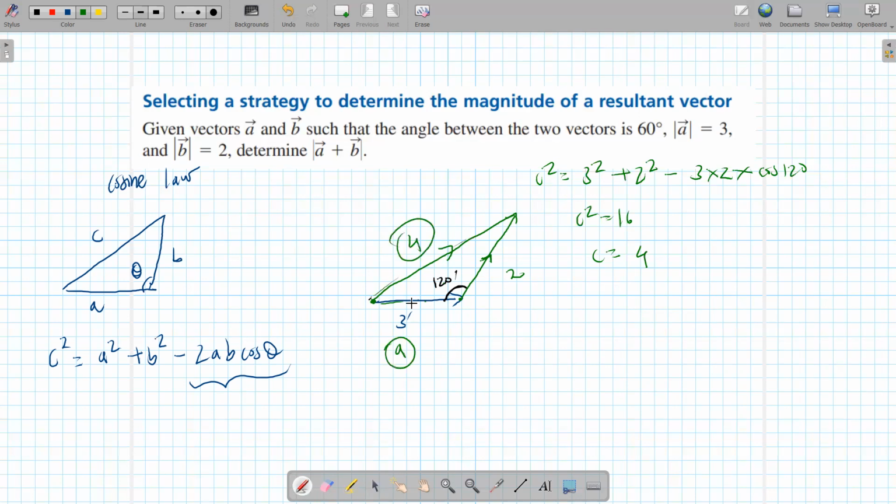And we know if this is A going this way, and if this is B going this way, then this guy is our A plus B. And that's the answer. A plus B is 4.